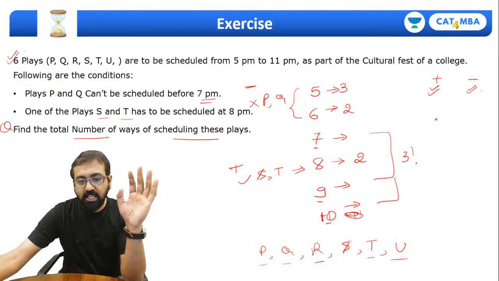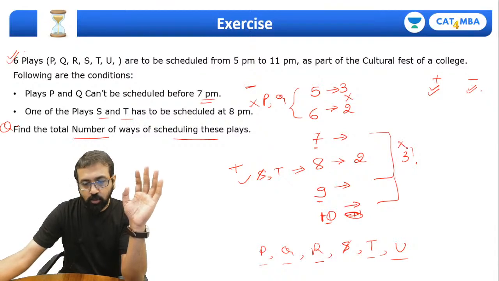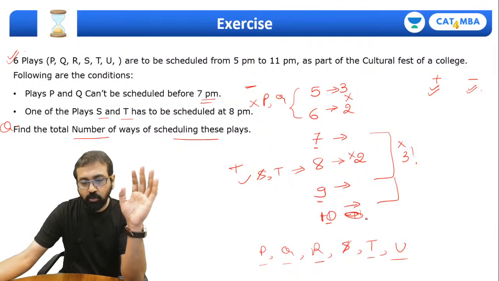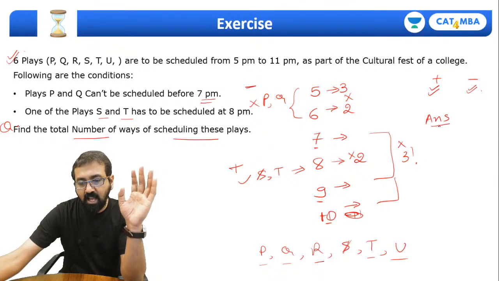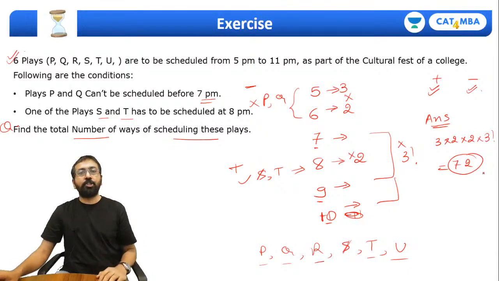So total number of ways will be 3 into 2 into 3 factorial into this 2 factorial, right, into 2. So the answer will be 3 into 2 into 2 into 3 factorial, right? So what will be this answer? 3 2s are 6, 2s are 12, 6 are 72. So it can be done in 72 ways.